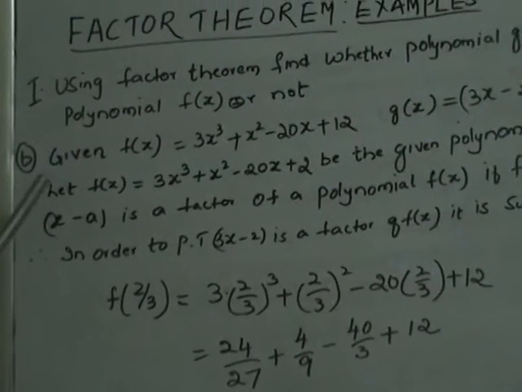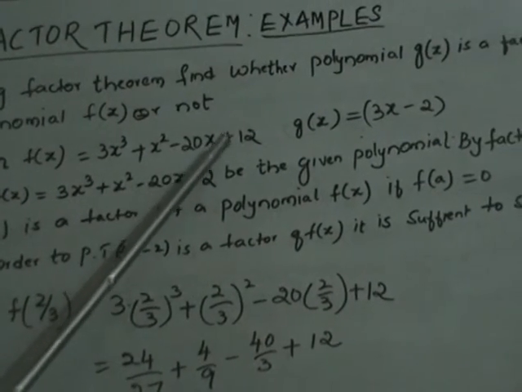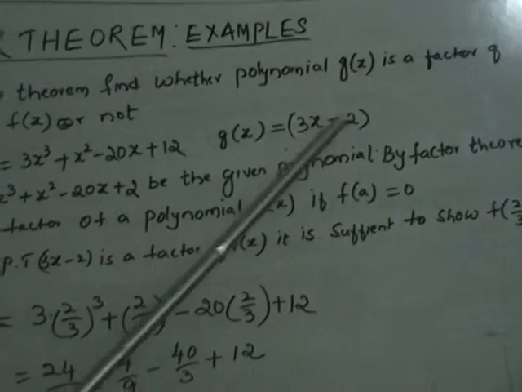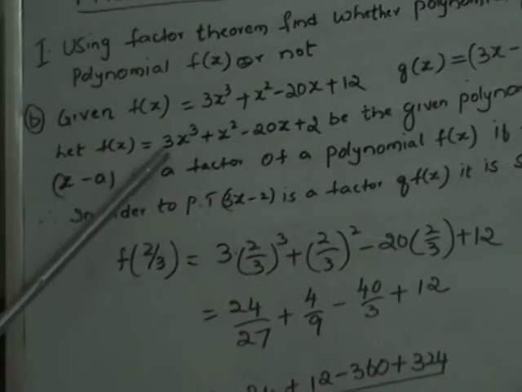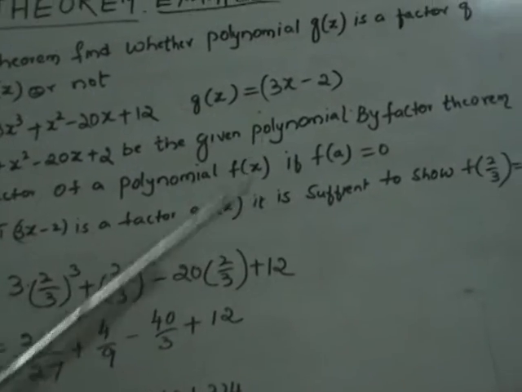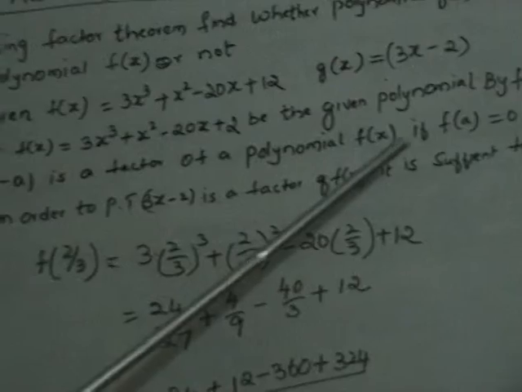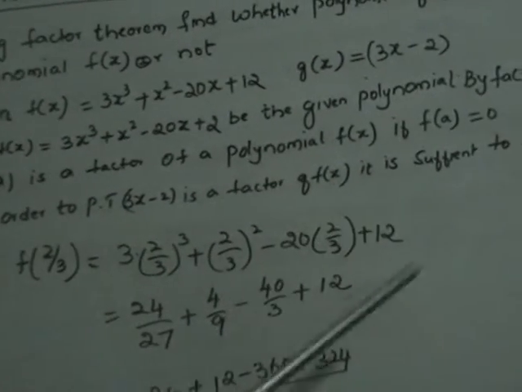Let us see another example. Given f of x is equal to 3x cube plus x square minus 20x plus 12 and g of x is 3x minus 2. Let f of x be the given polynomial. Again, by factor theorem, x minus a is a factor of the polynomial f of x if f of a is equal to 0.